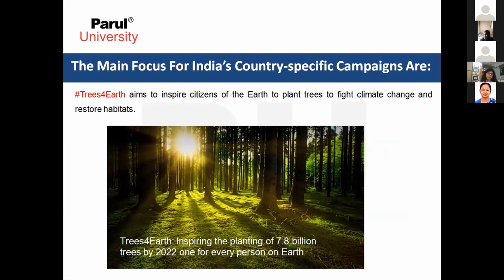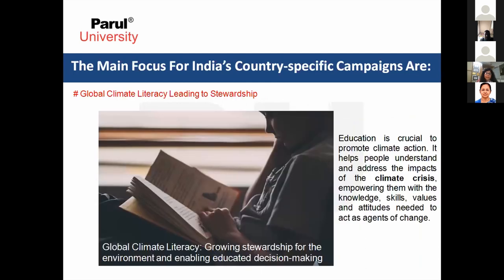The third part that I've covered is about India's country-specific campaigns. The first campaign is Trees for Earth, where we are inspiring the planting of 7.8 billion trees by 2022, one for each person on the earth. The second campaign is carried out by the government as Global Climate Literacy, leading to SWIFT STEP, where education is very crucial. For students, we try to impart the knowledge, skills and attitude required for preventing the change in sustainability.